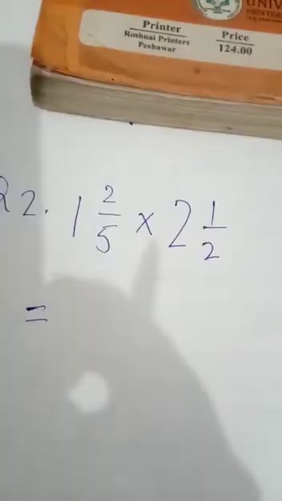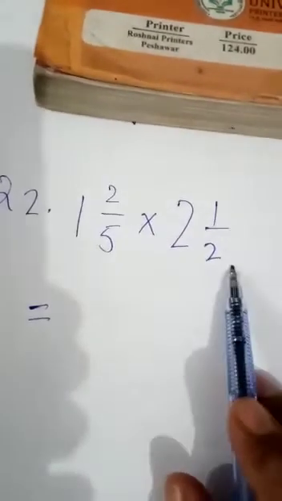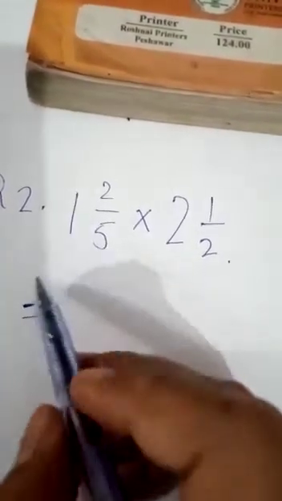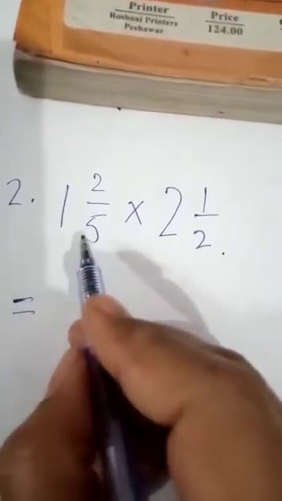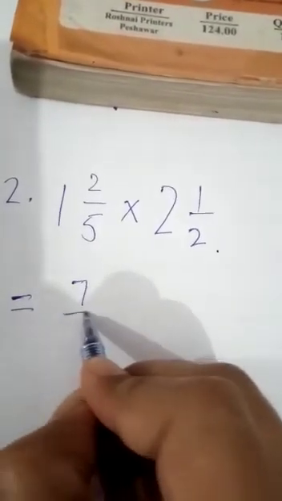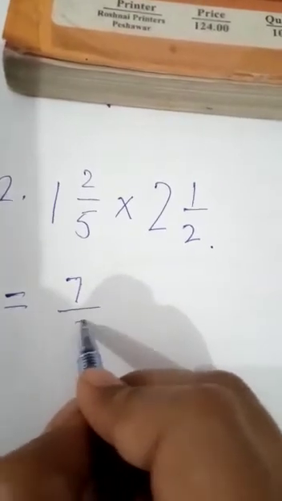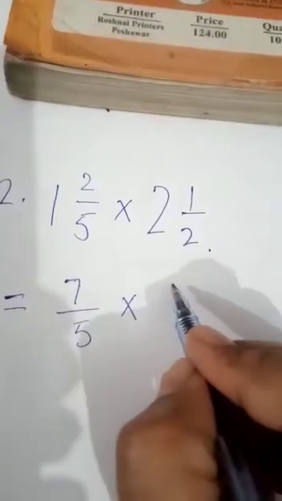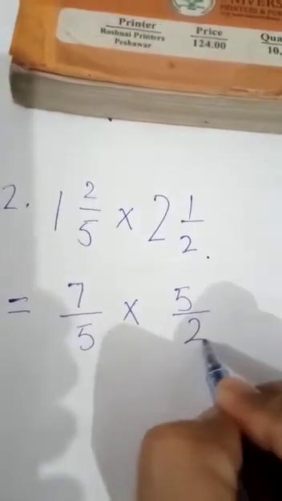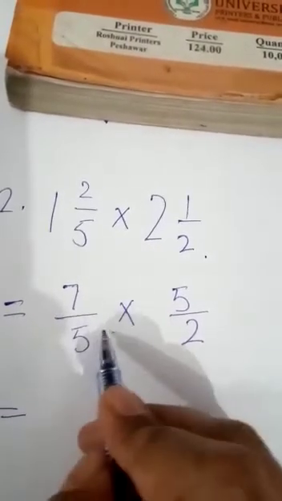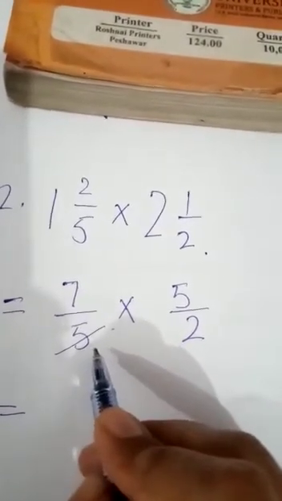For example, I have another question. 1 whole 2 by 5 multiply 2 whole 1 by 2. Now first change the mixed number into an improper fraction, that is 5 1s are 5 plus 2. We rename this fraction as 7 by 5 and 2 whole 1 by 2 as 5 by 2. Students, after this, cancel 5 with 5 according to the rule of cancellation.